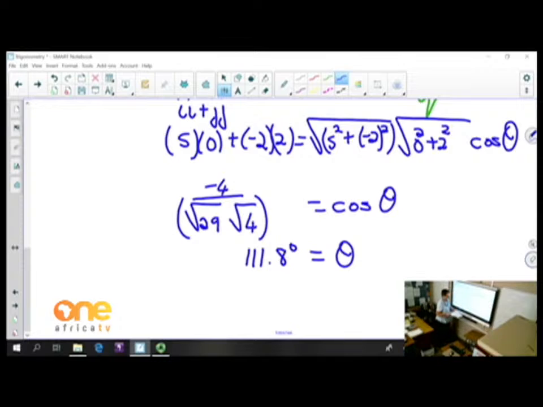Try it on your calculator and see if you get the same answer. Now, because of that negative, I can immediately see that this is going to be an obtuse angle, because there's a negative there, that negative cosine. So don't throw it away. Make sure that you have it.